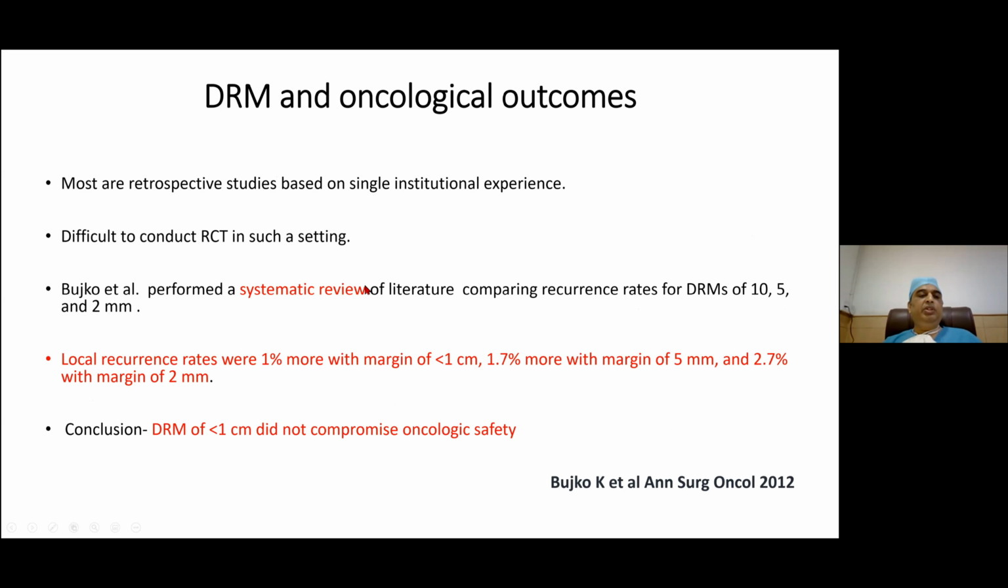Again, you can see a lot of studies have shown, even with a systematic review, the local recurrence rate was 1% more with margins less than 1 centimeter and 1.7% with a distal resection margin of 1 centimeter. But if you are doing the ultra low anterior resection and trying to preserve the sphincter, even a negative margin should be okay, but it should be more than a 1 mm or 2 mm margin.